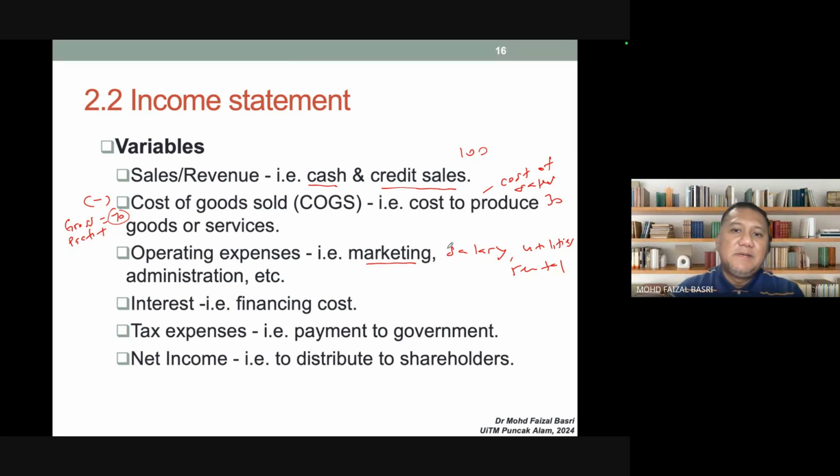Okay, you kena bayar gaji pekerja, kalau tak macam mana nak jual produk you. Okay, you have to promote the products, so you have to pay for some marketing. Okay, so you need to have an office, so kena bayar rental. And dalam office tu you kena pasang all the computers, the aircons, the lighting, so semua kena bayar electricity. You have to pay internet. So all of those masuk dalam operating expenses.